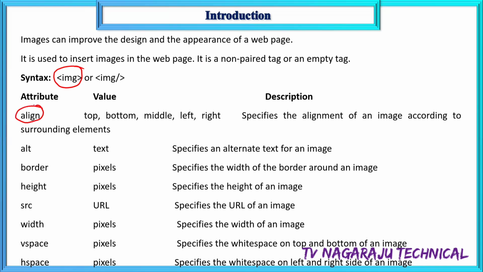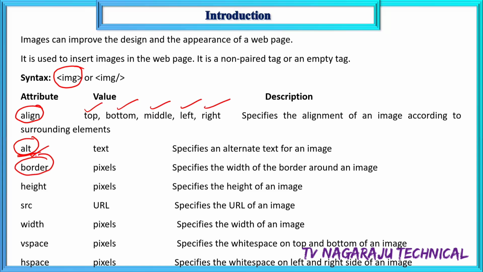Align means we can place the image at any position, either top of the web page or bottom, middle, left, right. Simply alignment of the image. And ALT, this is the most important thing. ALT in the sense, suppose if your image is not available, that means if it is unable to load, in that situation some alternate text is displayed. For each and every image, I give some alternate message. If the image is unable to open, that text is displayed.